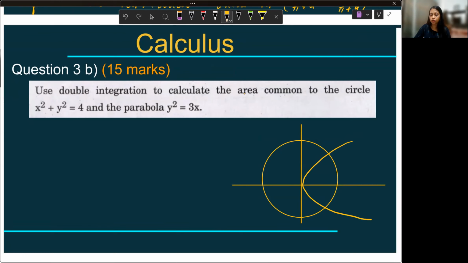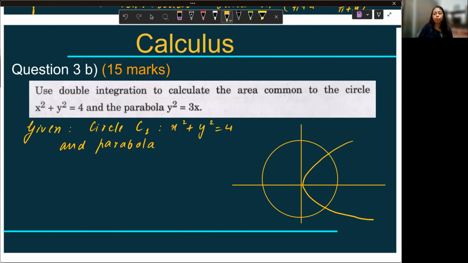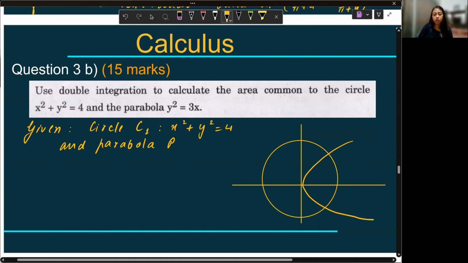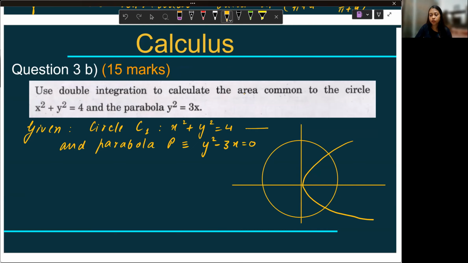y square is equal to 3x. So this is the parabola. Given we have a circle, I'll call it C1, which is x square plus y square is equal to 4. And we have a parabola P, which is y square minus 3x is equal to 0. First and second, these are the equations there, okay?